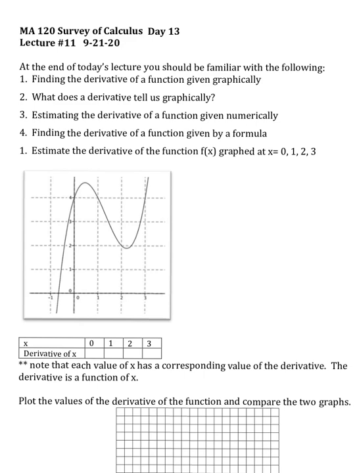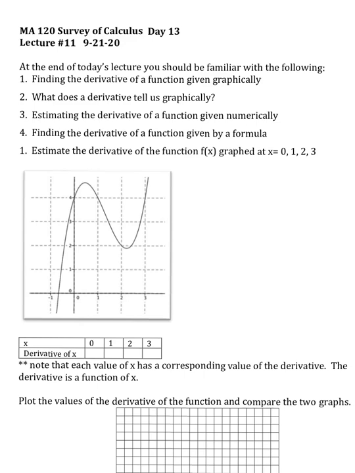So the first thing I want to do is to go through example 1. Example 1 gives us a function called f of x, and we have specific points that we want to find the derivative for. We're going to find the derivative when x is equal to 0, 1, 2, and 3. We are going to find those derivatives by drawing an approximation for the tangent line. So let's take a look and start.